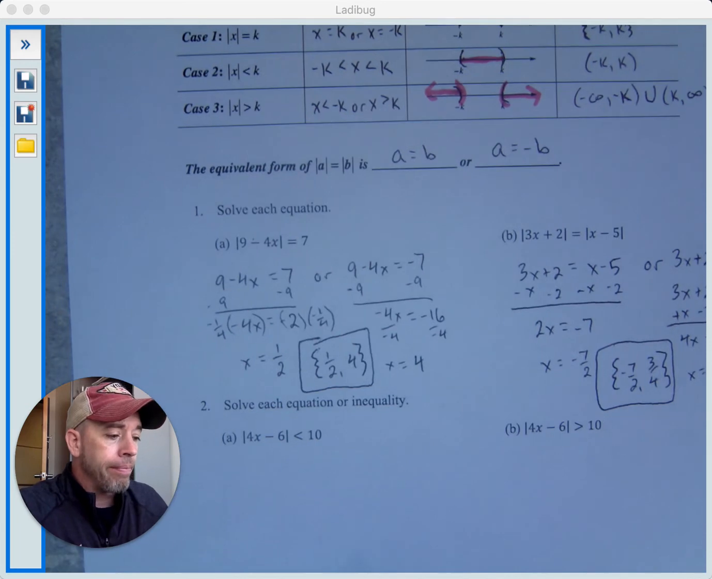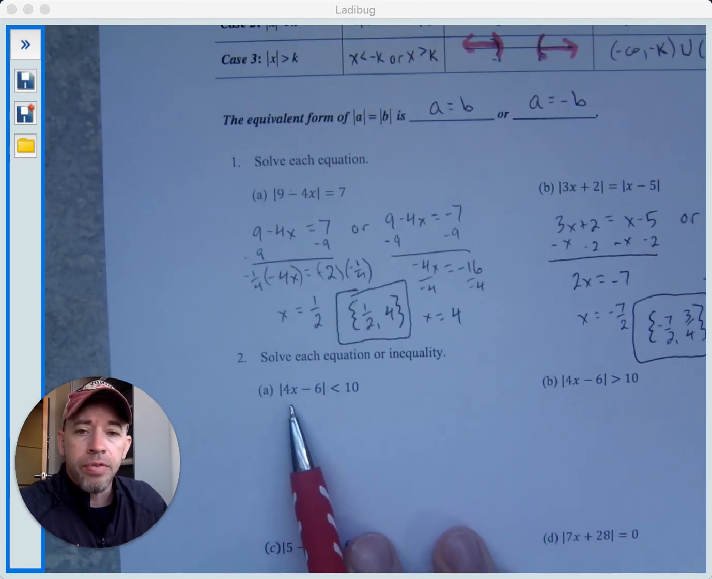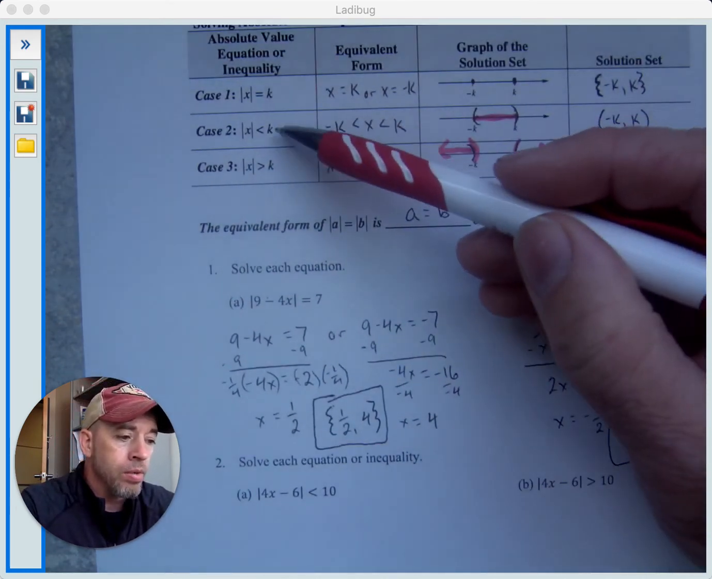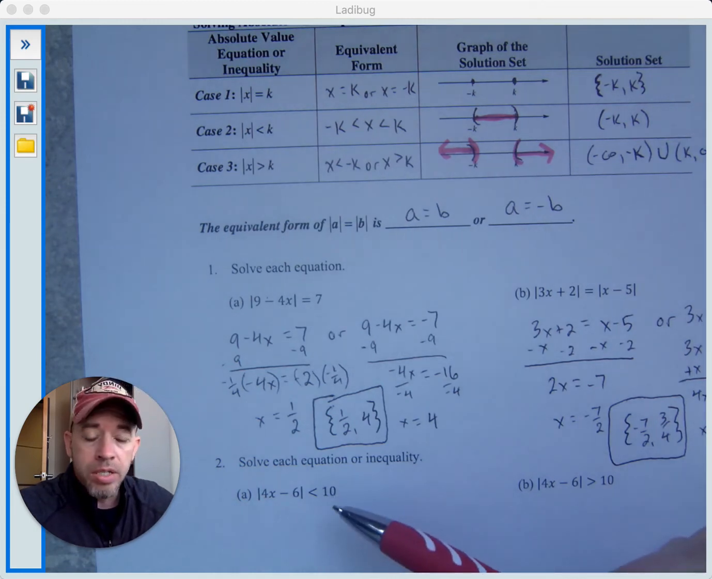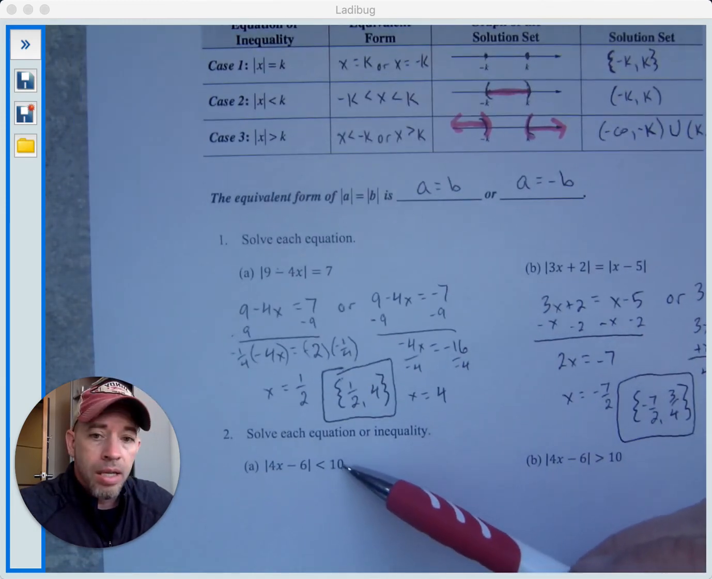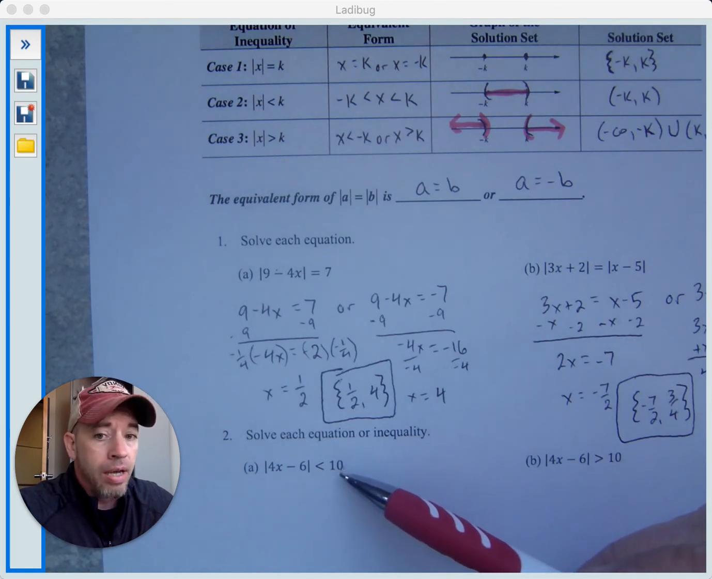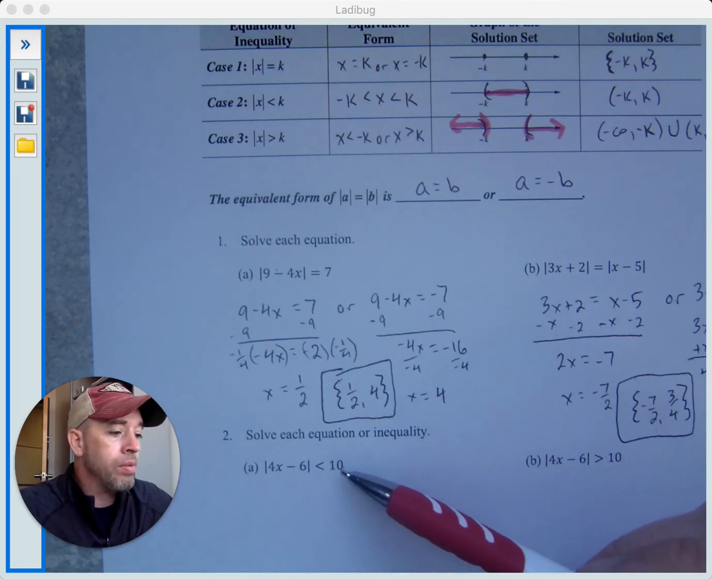But solve each equation or inequality. Absolute value of 4x minus 6 is less than 10. Which case does this fit up here? Well, it's case 2 where we have the less than, right? One question to always ask is, is this thing a positive number? If it is, we can follow this case. If it's not, we have to do a little bit of thinking, okay? But this is positive, so we can follow this case.